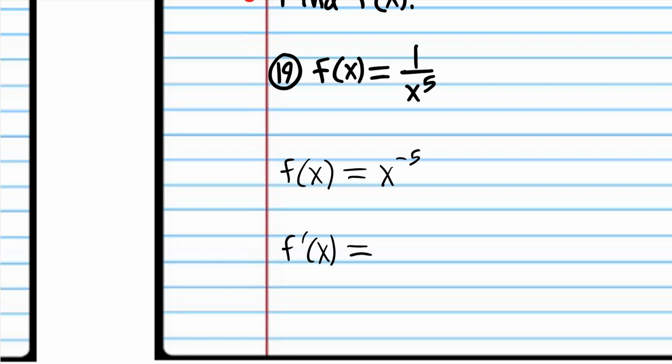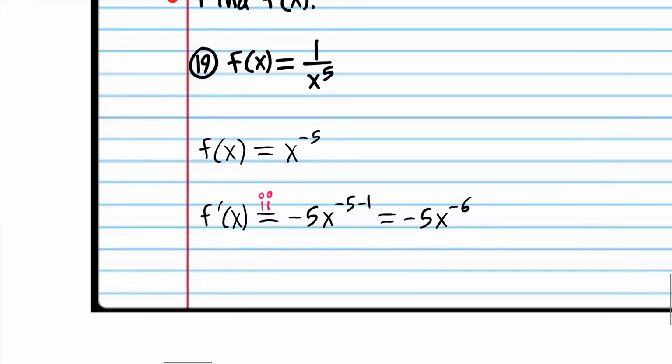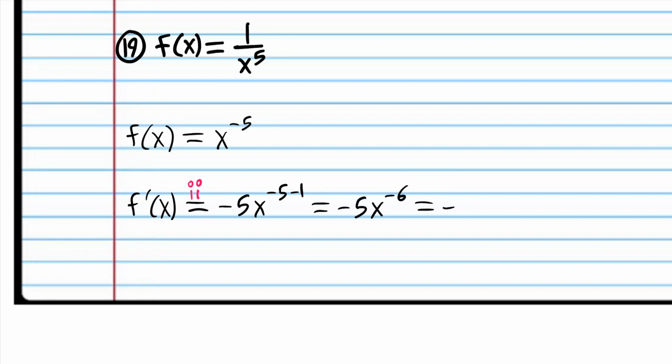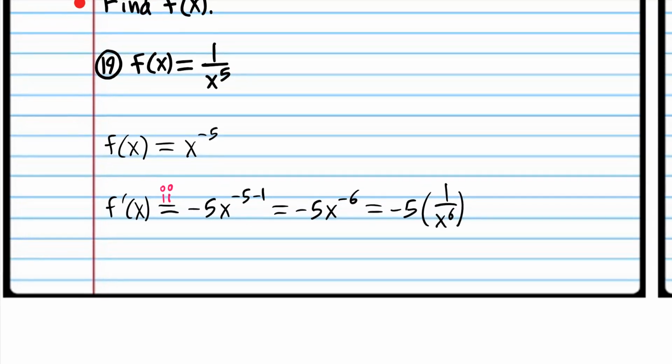We just use differentiation formula number 2, the power rule. And so we have negative 5x to the negative 5 minus 1 power. So negative 5 times x to the negative 6 power. So it's that simple. But in my curriculum, I don't want you to leave your answer with negative exponents. So we're now going to use exponent rule number 8 again, but we're going to change that to a positive exponent, going in the opposite direction. And the final answer is negative 5 over x to the 6th power.